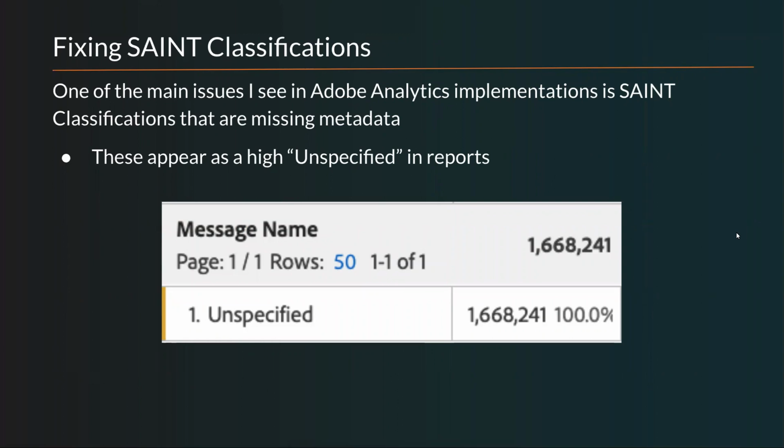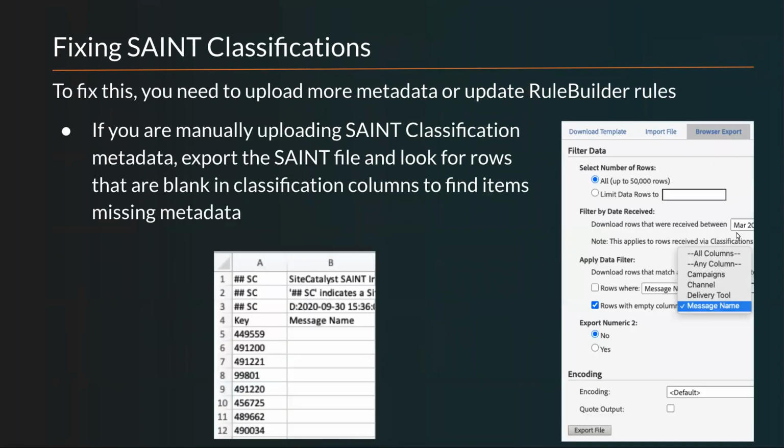In this case, I'm going to the extreme and say that there is actually no metadata for message name and it's 100% unspecified. So if that's the case, my little trick is, if you're manually uploading your SAINT classifications, simply download your file. And there's even a way that you can do it, as I'm showing on the right, where you could check off a box and say, I want to download all of my SAINT metadata, but I only want to see the metadata where message name is empty.